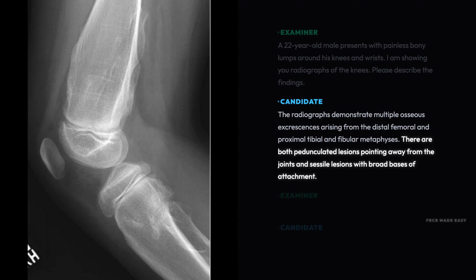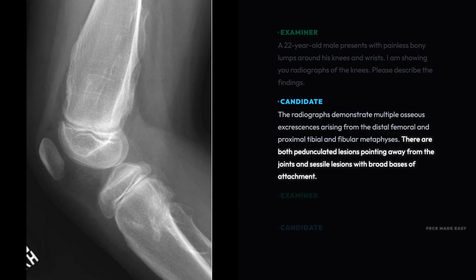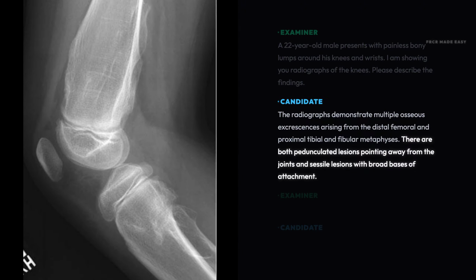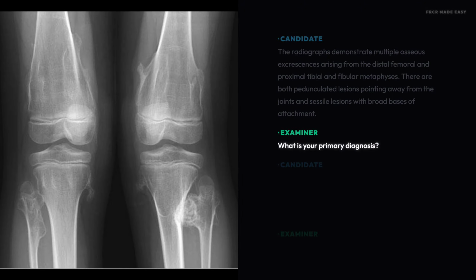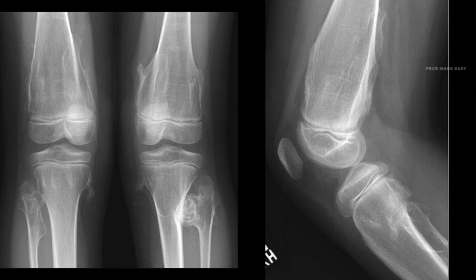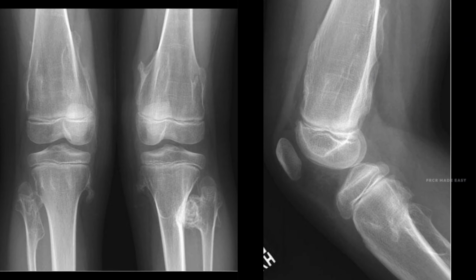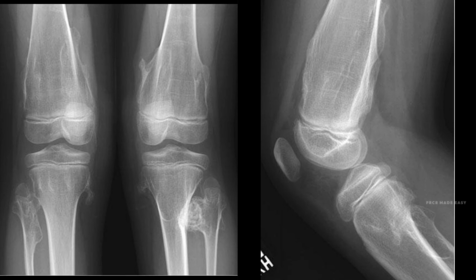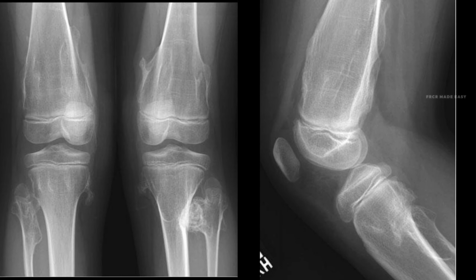metaphyses. There are both pedunculated lesions pointing away from the joints and sessile lesions with broad bases of attachment. What is your primary diagnosis? The presence of multiple bilateral osteochondromas with cortical and medullary contiguity is diagnostic of multiple hereditary exostoses.